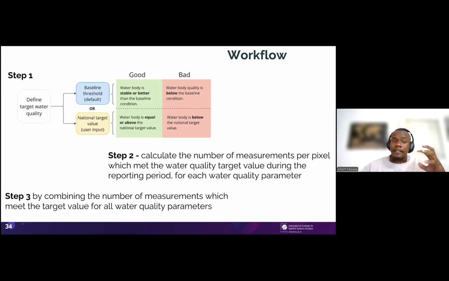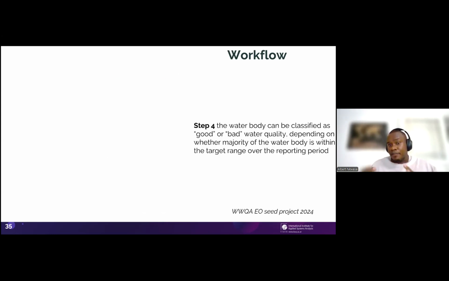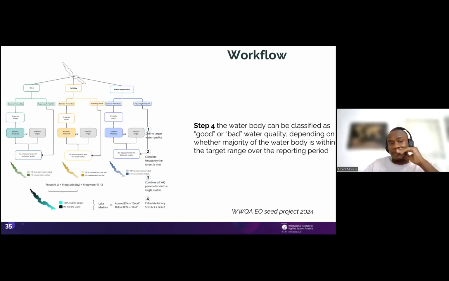And then the third step is that you combine all these numbers of measurements which meet the target value for all the water quality parameters. So you have the different water quality variables. And then in step 4, you classify whether it's good or bad, depending on whether the majority of the water body is within this target range over the reporting period or not. So this is just a schematic of how we get chlorophyll A, turbidity, water temperature. I hope it's somehow clear on your screen. And then we go through these steps until we combine it into this binary form, because UNEP reports in the binary form. It's either good or bad. There's no in between.